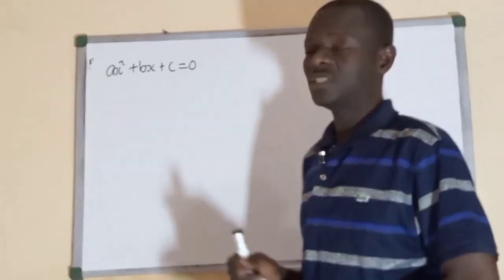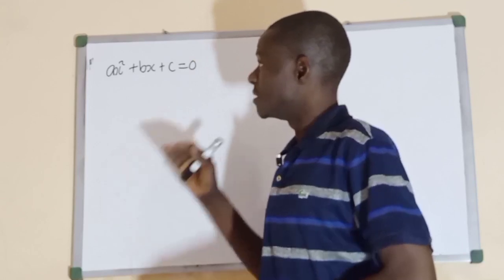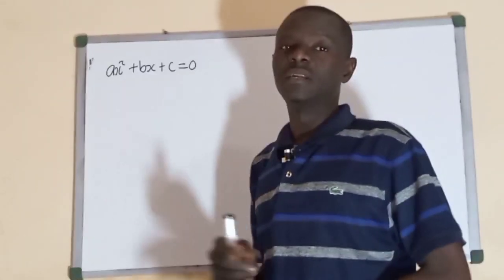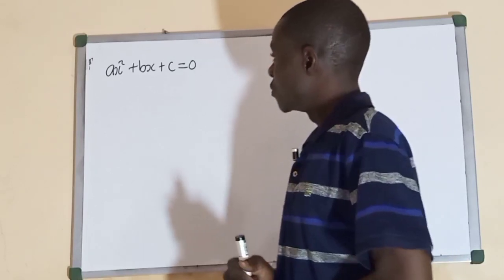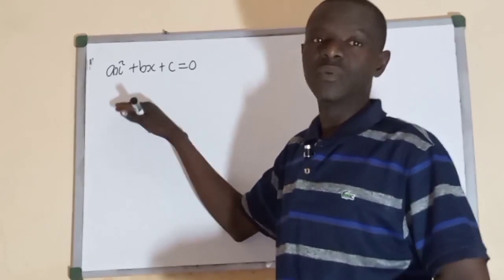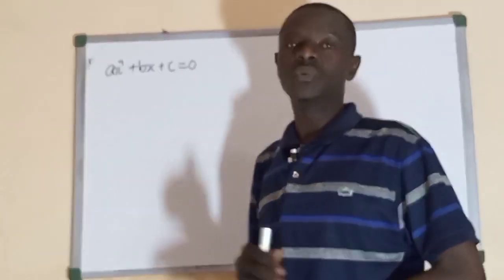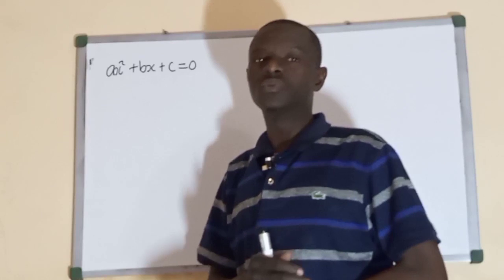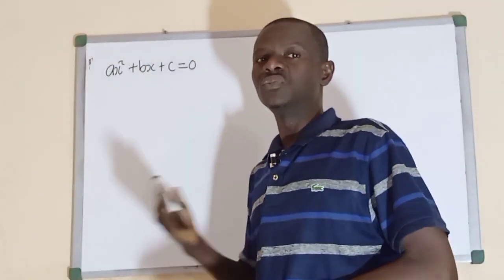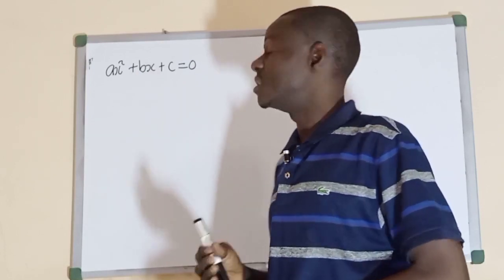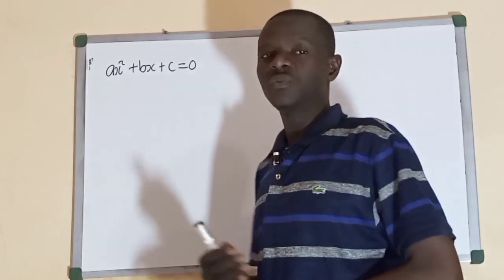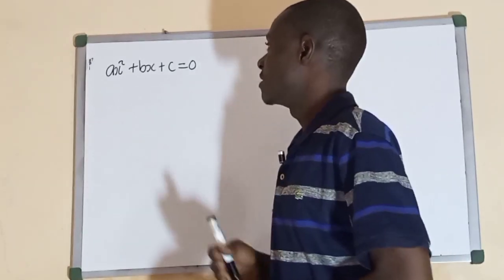Today we are going to see how we can derive the quadratic equation formula using the general form of the quadratic equation. To derive this, we have to use a process called the completing the square method, because there are almost 4 methods that we can use to solve a quadratic equation. We have factorization, completing the square method, using a graph, etc.